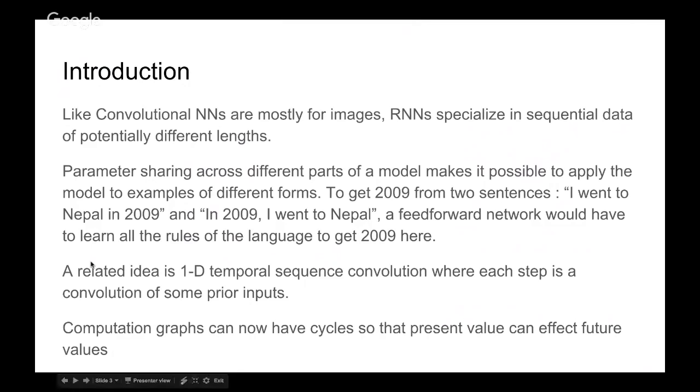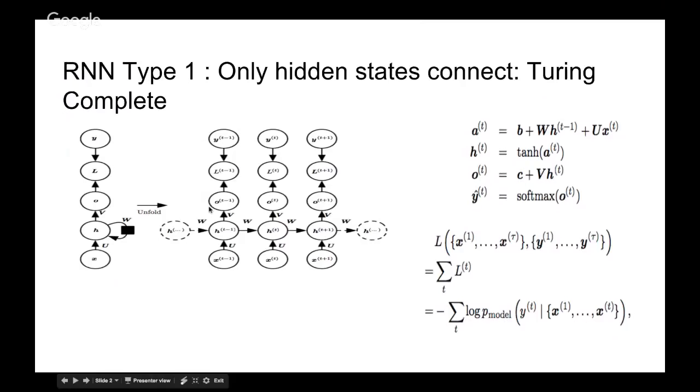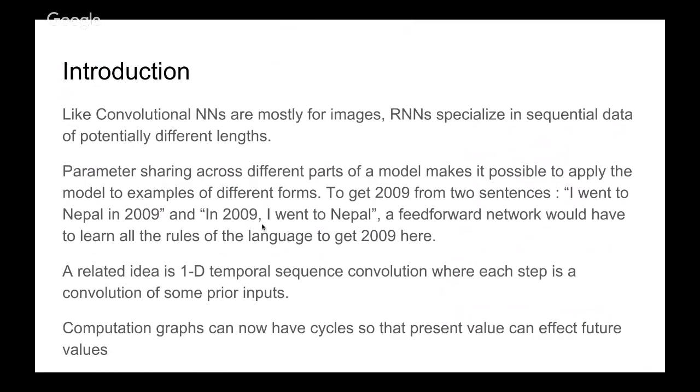And then the introduction mentions that this is the first time the computational graphs can have cycles, and the present value can affect the future values. So the hidden layer, if you see, XT minus one can affect the value of HT plus one, because there is a cycle here. So that's what is meant here.